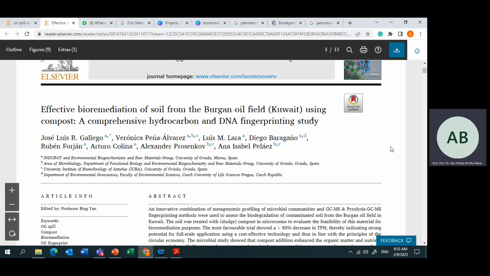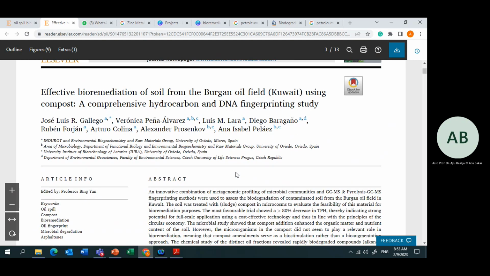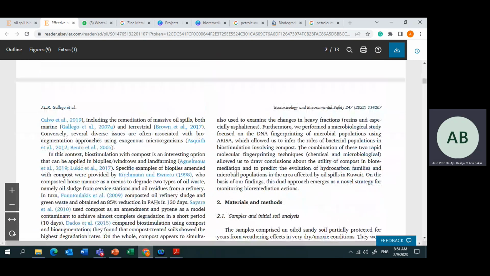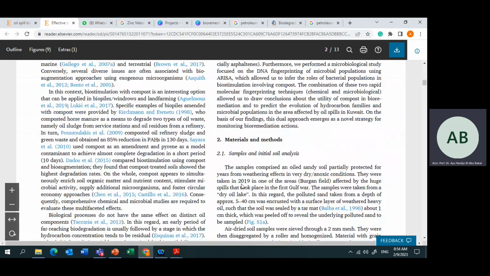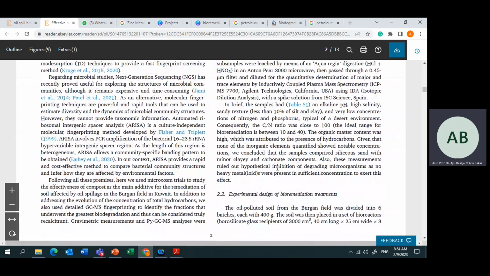So can we do in group or you want to do it individually? Group, two groups, girls group, boys group. Identify the bioremediation technique and make sure you understand how is the technique. You go through this paper, you will see how is the technique that they use.